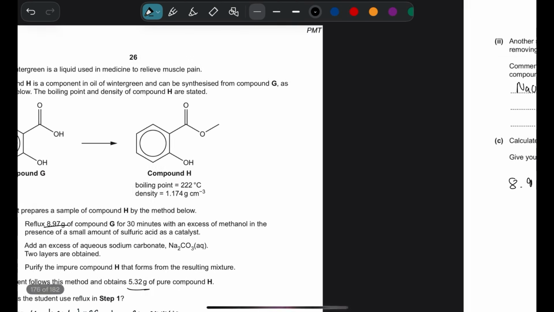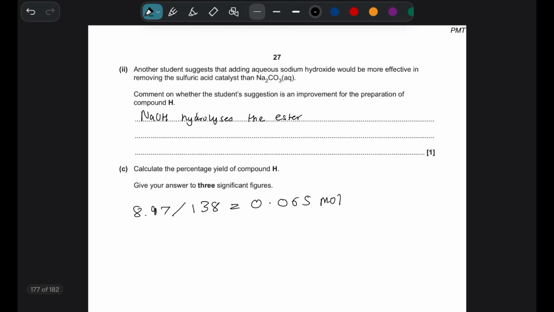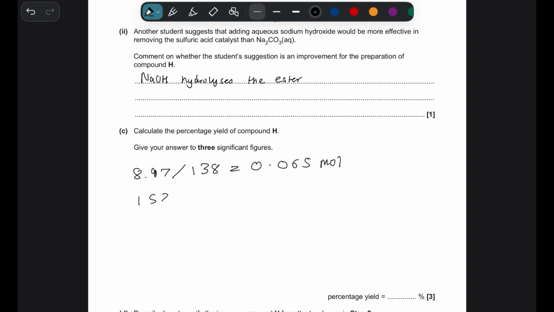So its MR is going to be, if I look at it, again, we're going to do the 12 times 6 plus 4, and then we'll add the 17 for the phenol. And then for this one, we're going to add the 32 for the oxygens. I can see 2 carbons there, so I'm going to add 24. And then there's going to be 3, so I'm going to add a 3. So it's 152. So 152 multiplied by 0.065 is going to be 9.88 grams. And that's the theoretical yield of compound H.